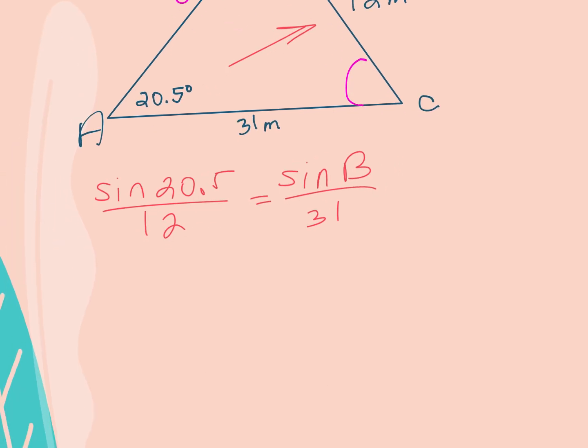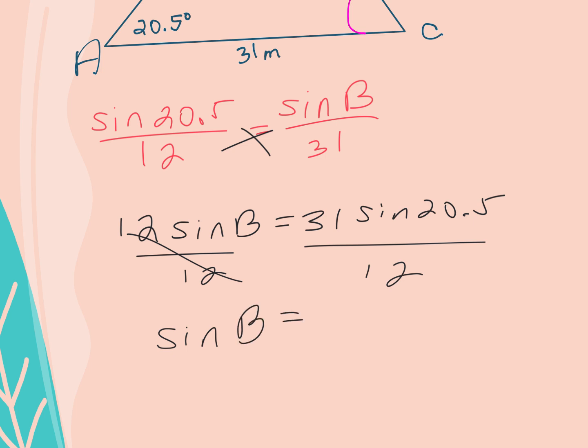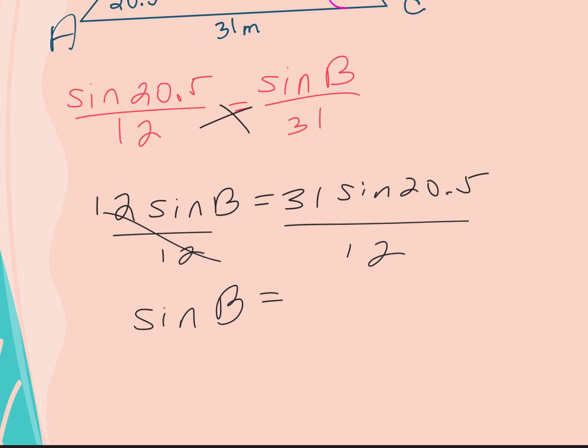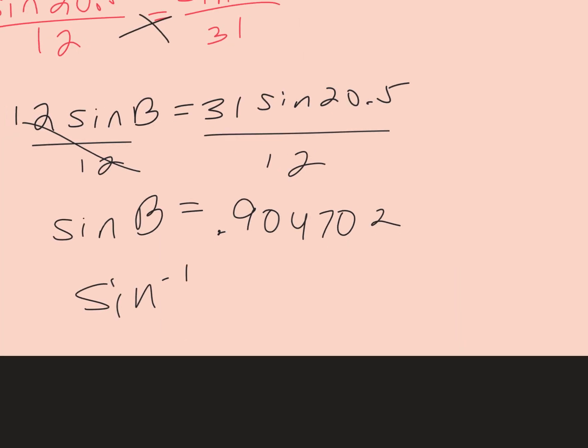How do we solve this? Cross multiply, good. So 12 times the sine of B equals 31 times the sine of 20.5. Then I do one more thing. Divide by 12. So the sine of B is 31 times the sine of 20.5 divided by 12. What's that little decimal you get? 0.904702, and so on. That's not the angle measure though, right? So I hit second sine, get that little sine -1. Second sine, second answer. How big is angle B?